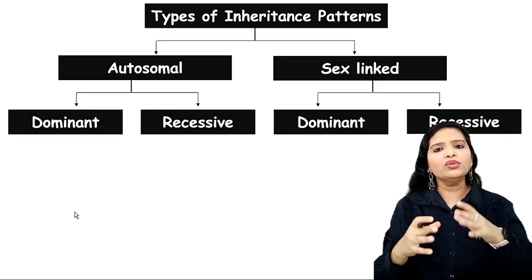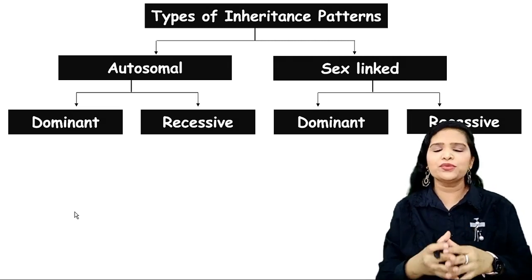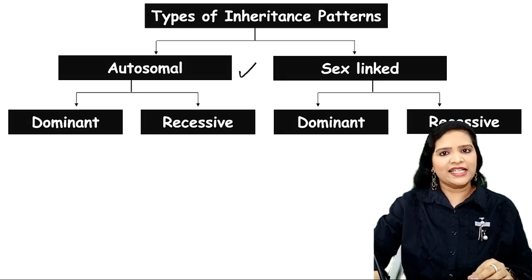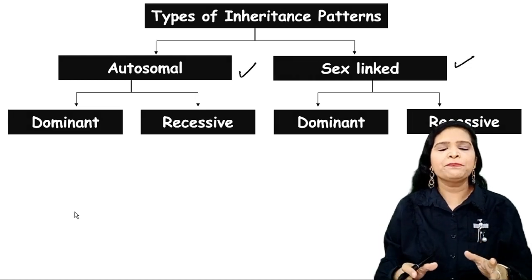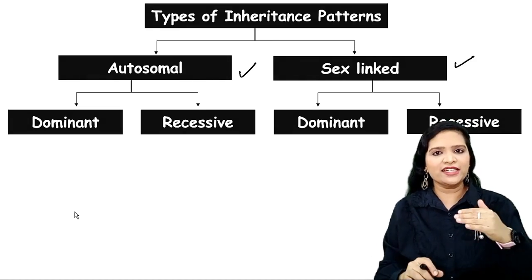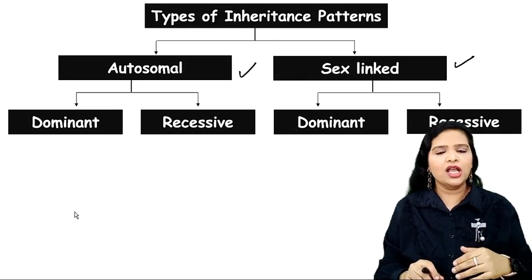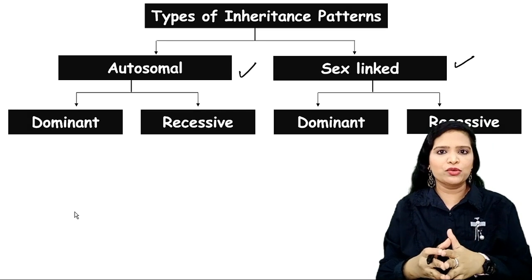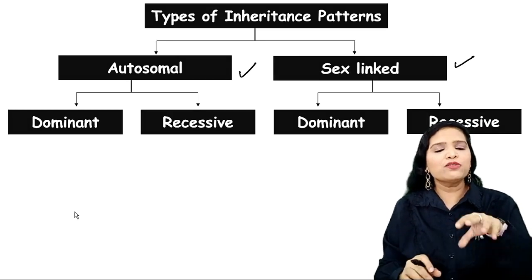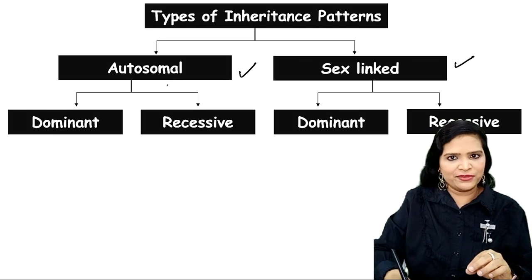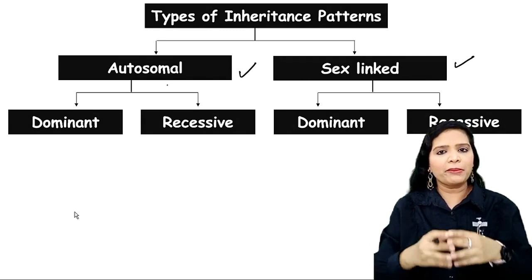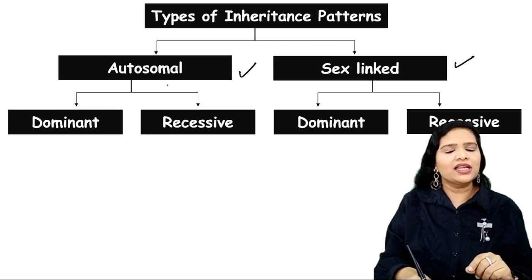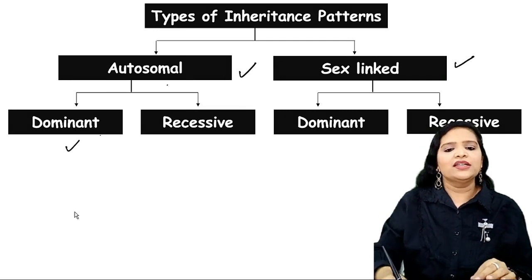Based upon how the diseases are inherited, through which chromosomes they are inherited, we broadly classify them into two categories: autosomal diseases and sex-linked diseases. There are four modes in which genetic disorders are inherited from the parents to the offspring. Two of them come under autosomal chromosomes and two of them come under sex-linked chromosomes. That means the genes for the genetic diseases are present on the autosomes. If the genes for the genetic disorders are present on the sex chromosome, they are called sex-linked disorders. Again, these autosomal disorders are classified into dominant disorders and recessive disorders.